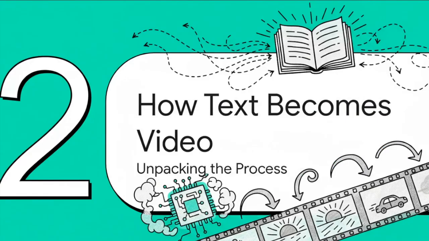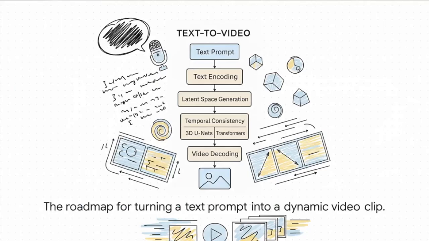All right, first up, how do words become a video? We're going to unpack the process of turning a simple text prompt into a living, breathing video clip. It's a pretty complex journey, but honestly, it's fascinating stuff. Okay, so what you're looking at here is the basic roadmap, the bird's eye view of the whole thing. It starts with your words at the top, and after a few key steps, you get a video at the bottom. So let's break down each of these stages.